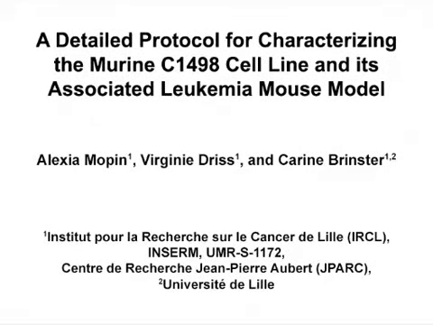The overall goal of this procedure is to characterize murine C1498 cells in the acute leukemia they induce after intravenous injection in mice. The main advantage of this procedure is that the murine myelomonocytic leukemia induced after the C1498 cells injection presents many features of the human disease.